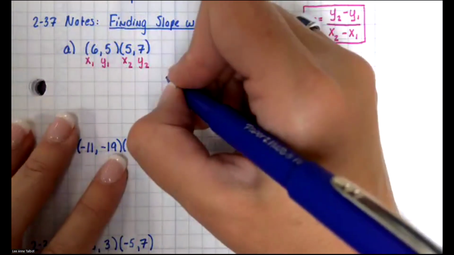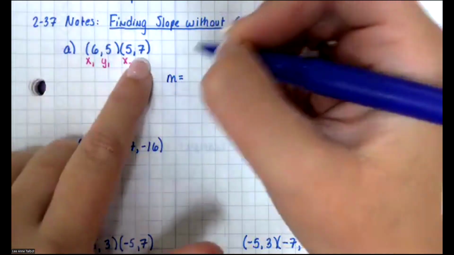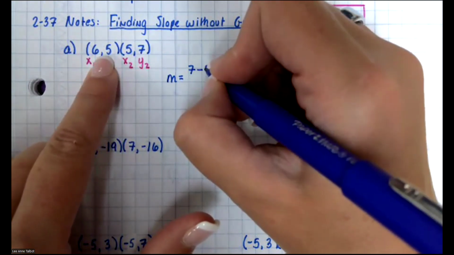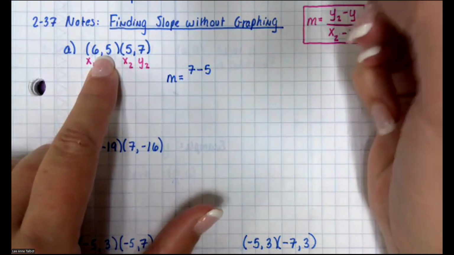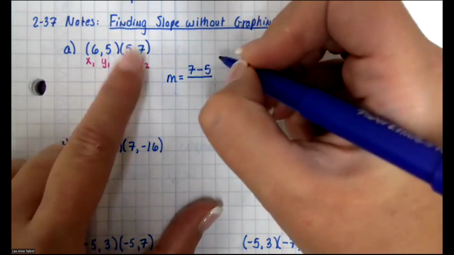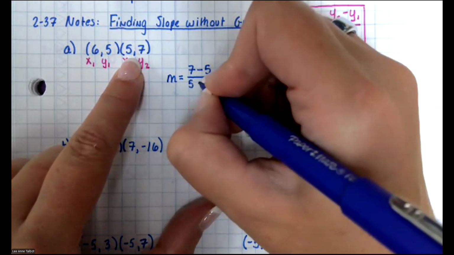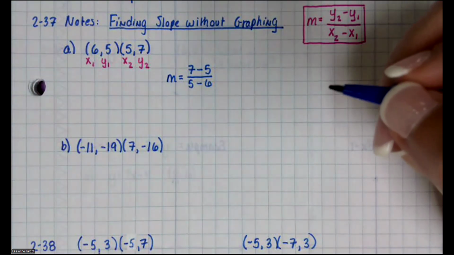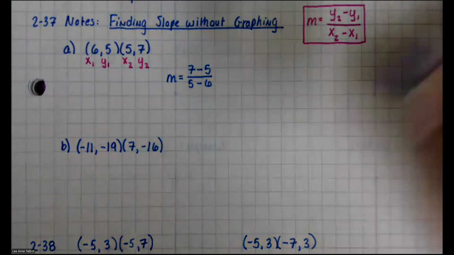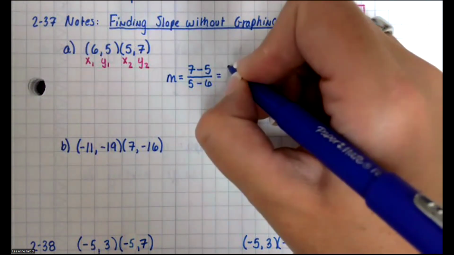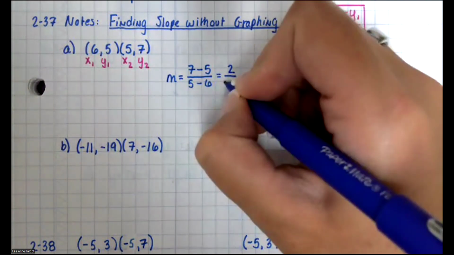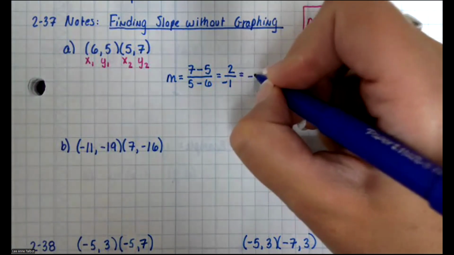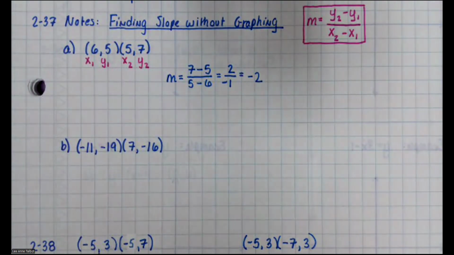So slope equals y2 minus y1 over x2 minus x1. Seven minus 5 is 2. 5 minus 6 is -1. So my slope is -2.